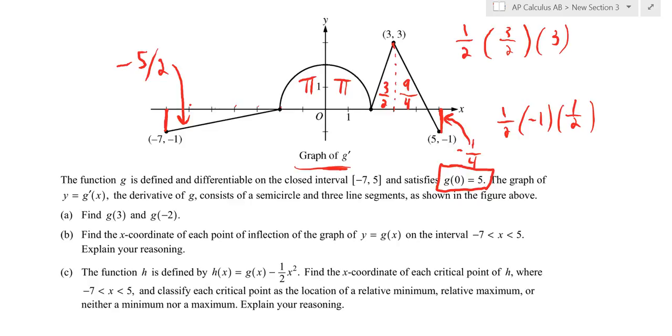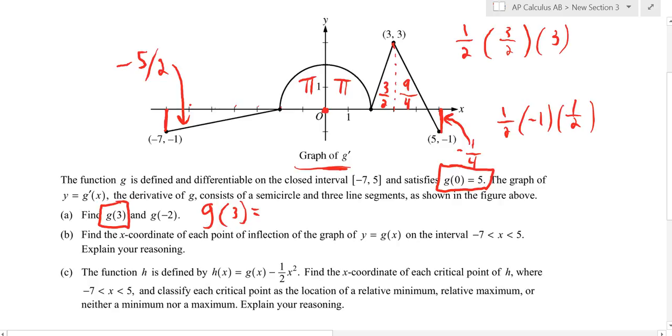By the way, we know G of 0 is 5. Cool? So how do I find G of 3? Well, if I know G of 0 is 5, that means G of 3 has to be, I'm starting at 0 because that's where I know G. If they told me G of -2 was 5, I'd start at -2. But I know G of 0 is 5.